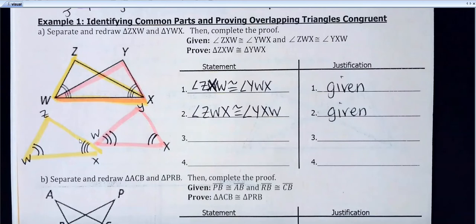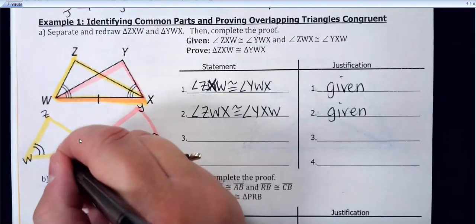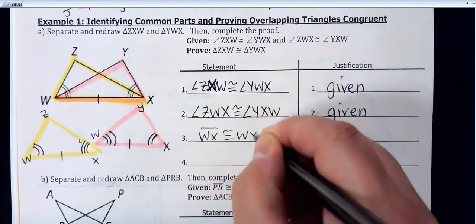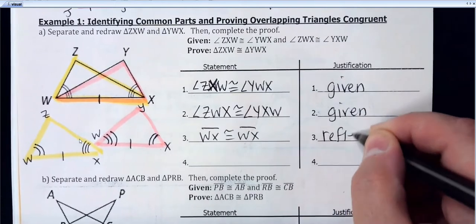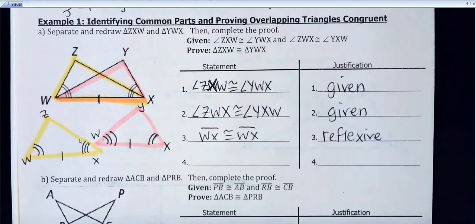So I have to use the picture to see if I have any overlapping sides or angles. Do you guys see any sides or angles that are in both of those triangles? What do you think? WX, good. Do you see across the bottom here? So I'm just going to say WX congruent to WX. And then there I got to use my reflexive property. We're using the diagram to get that information, but it's not given to us. So you want to call that reflexive. You could flip that over and say XW. That'd be the same thing.